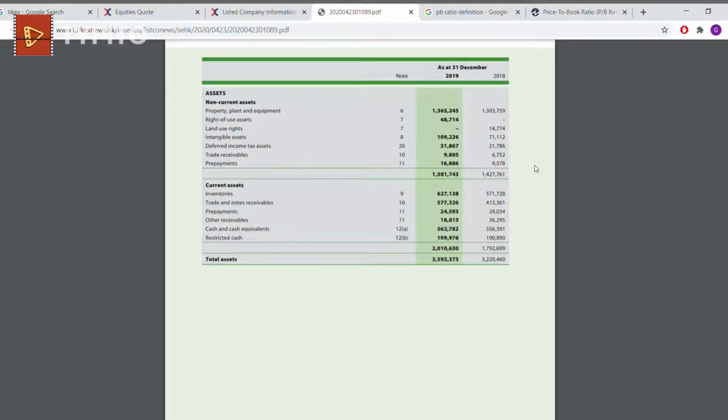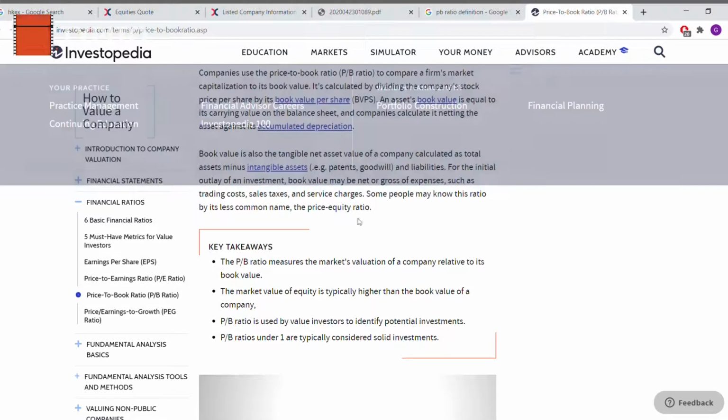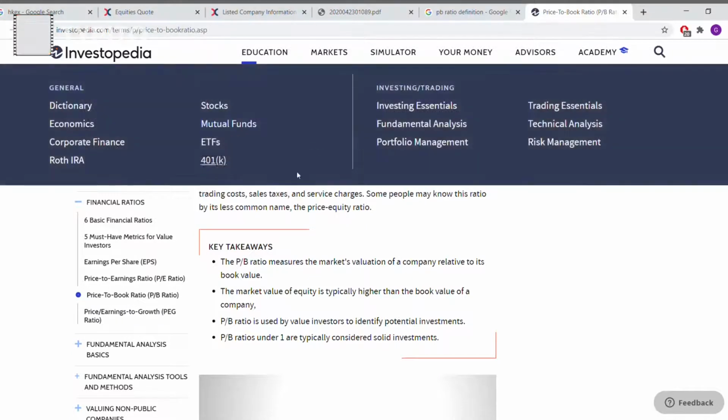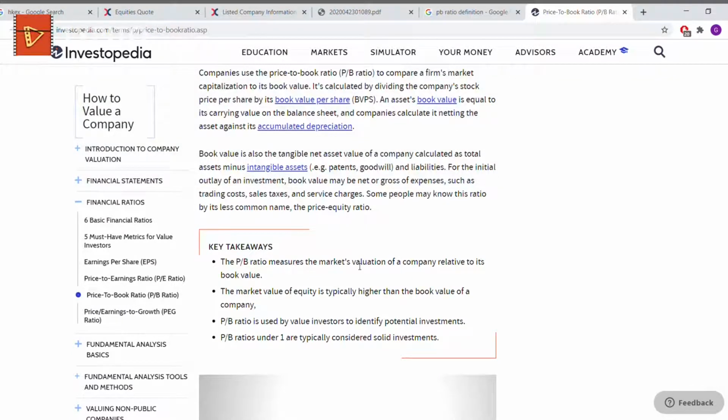The next thing that we would like to pay attention to would be the book value of the company. There is this very popular financial metric called the price to book ratio, taken from Investopedia. Price to book ratio measures the market valuation of a company relative to its book value. Usually, PB ratios under 1 are typically considered cheap, and PB ratios above 1 are considered expensive.